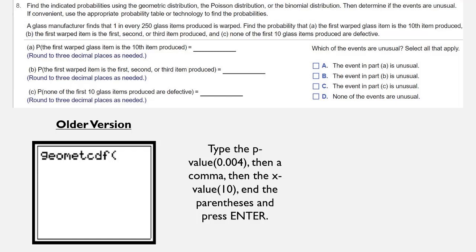Then you'll press enter. You have to end your parentheses. If you don't end your parentheses, the calculator gets a little bit upset because it's very picky when it comes to syntax. So if you do that and you enter it correctly, then the answer you'll get is 0.0392876265, rounded to 3 decimal places, is 0.039. Now, understand, this is not the answer, and I'll explain that further after we go over how to do the newer version of the calculator software.